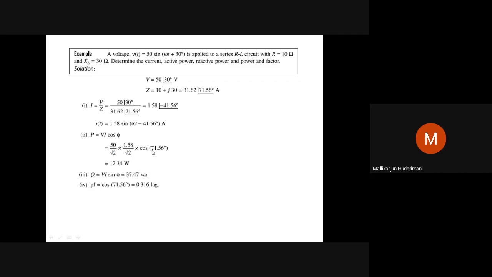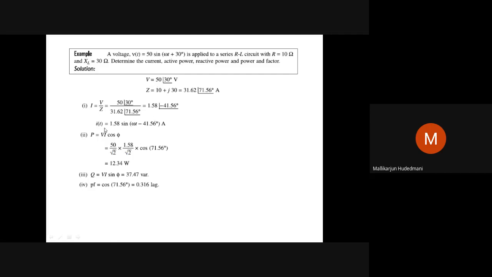So this 71.56, from where did I get it? It is the angle between the voltage vector and the current vector. To get that, look into the voltage vector. What is the value of the voltage angle here? 30. From the 0 mark, it is 30 degrees above the 0. And about the current, it is from the 0 mark minus 41.56.